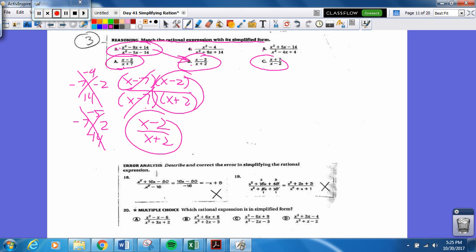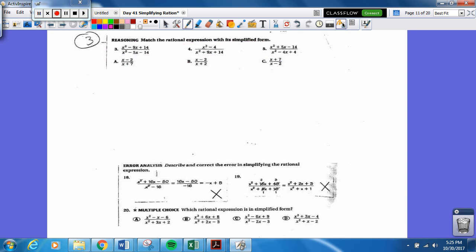Try now. Let's get rid of all this. 4 and 5, where do they match up with? We know 3 matches up with B. Ready, set, pause the video, go.